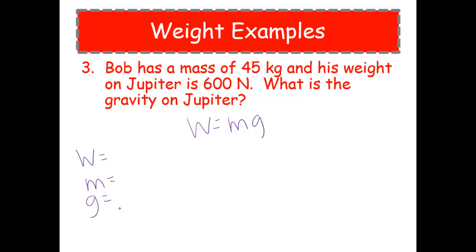Bob has a mass of 45 kilograms and his weight on Jupiter is 600 newtons. What is the gravity on Jupiter? So here's an example of where you're not going to use the 9.8, because they're saying he has a mass of 45, so your m is 45. He has a weight of 600 newtons, so your weight is 600.